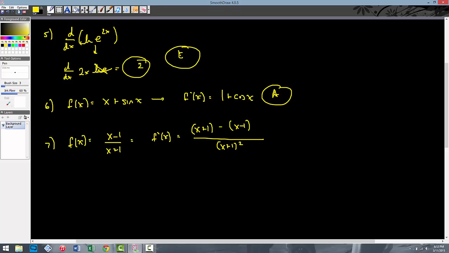Cool, so now we are going to simplify this thing a little bit. This is really x plus 1 minus x plus 1. So really, I get 2 over x plus 1 quantity squared. Now, they want us to evaluate the slope at x equals 1. So I'm going to plug a 1 into there. So I get 1 plus 1 quantity squared. That is 2 on the bottom, squared is 4. 2 over 4 is 1 half, which equals D.